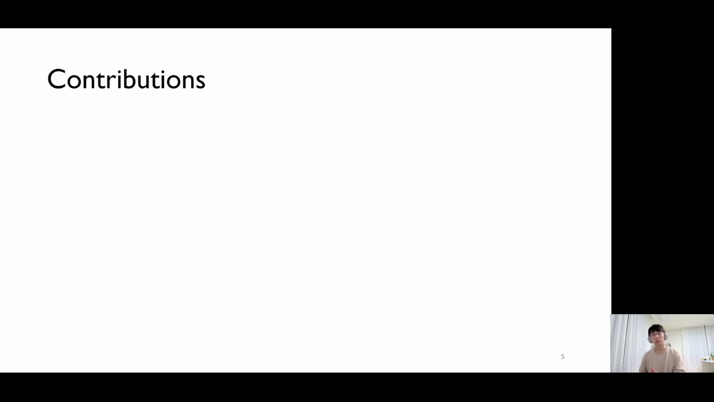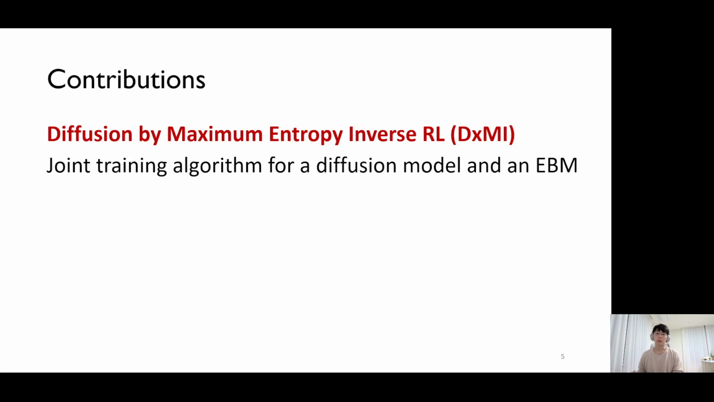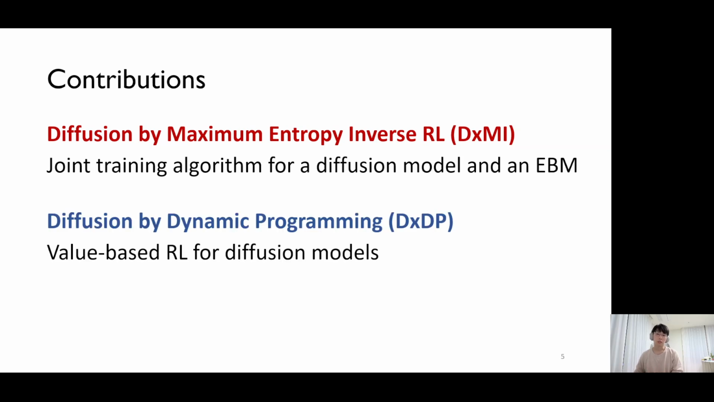This paper has two algorithmic contributions. First, we propose diffusion by maximum entropy inverse RL, or D by ME, which is a joint training algorithm for a diffusion model and an EBM. Second, we propose diffusion by dynamic programming, or D by DP, a value-based RL algorithm for diffusion models. D by DP serves as a subroutine of D by ME.